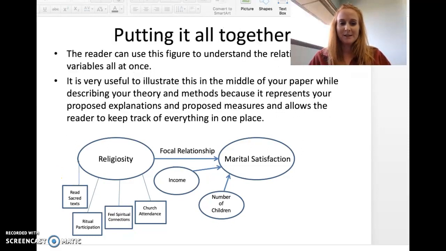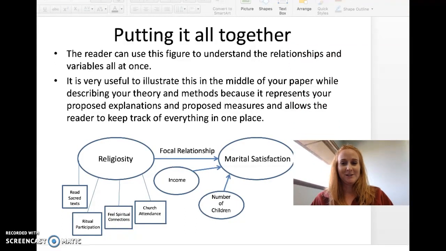Okay, so once you put it all together, you have this, right? The reader can use this figure to understand the relationships and variables all at once. So they can say, okay, here's the independent, here's the dependent. These are going to be other variables that matter. These are some things inside the independent. But this can take on a lot of different forms. It uses the same notation, but it can look different.